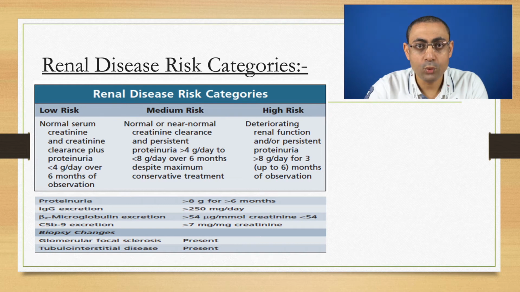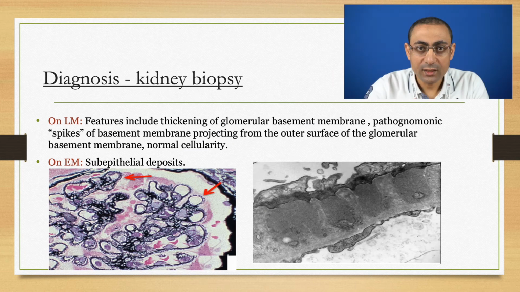Other poor prognostic factors are heavy excretion of IgG and beta-2 microglobulin in the urine. On biopsy, the presence of glomerular focal sclerosis and tubulointerstitial disease also carries a bad prognosis.